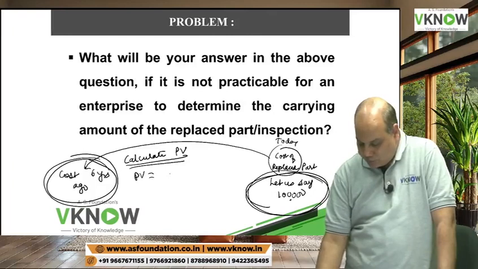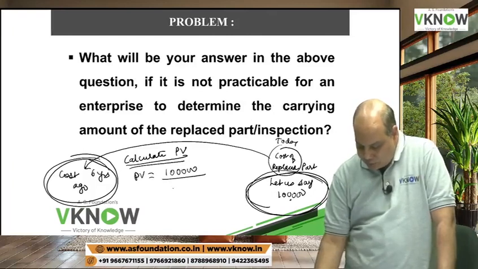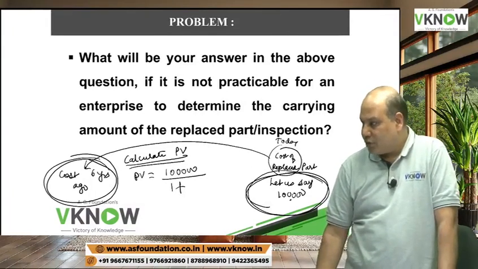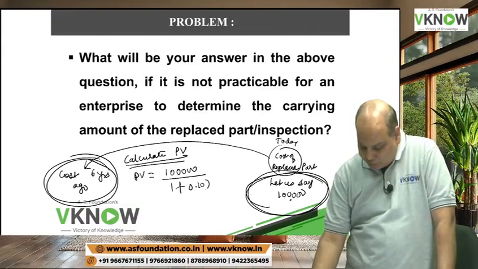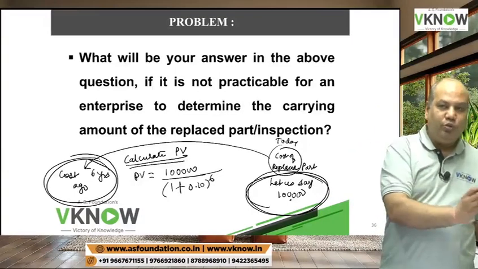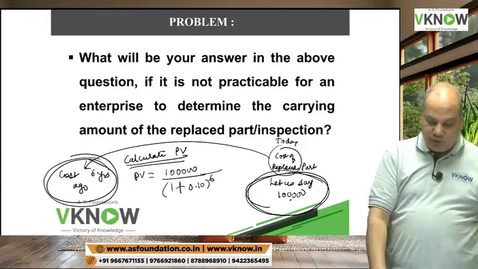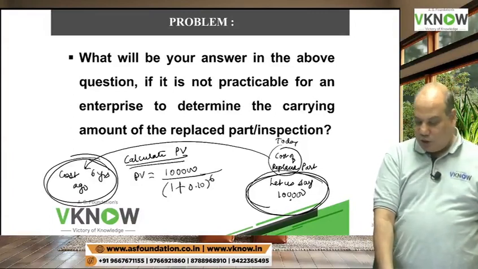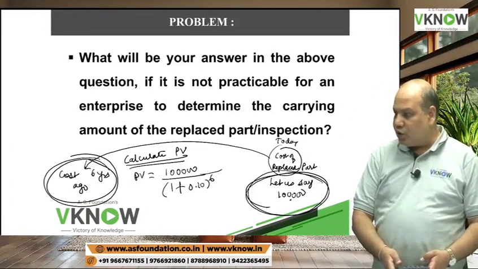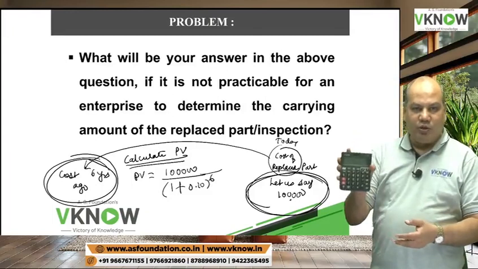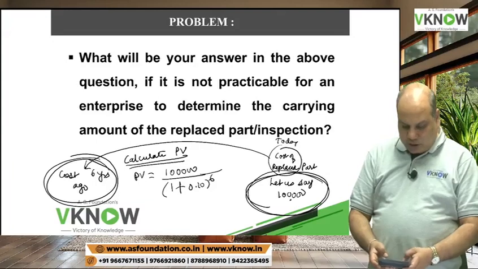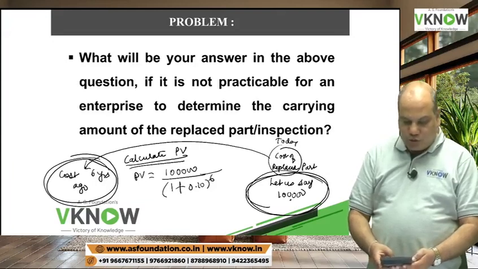The formula for present value will be 1 lakh divided by 1 plus the discount rate. Tell me some discount rate. Can I take a discount rate of 10% with your permission? Yes. So you will do reverse working and find out what the present value was 6 years ago. Take your calculator, type 1 lakh, divide by 1.10 and press equal to 6 times.